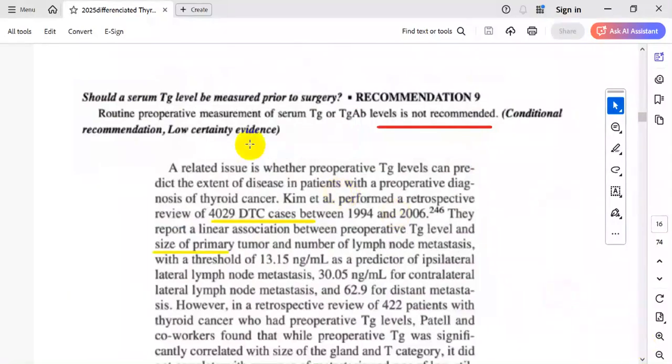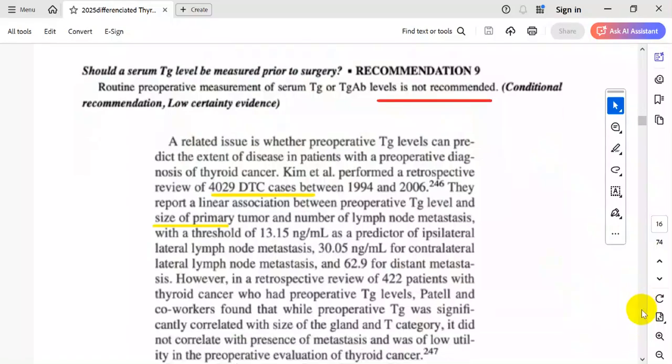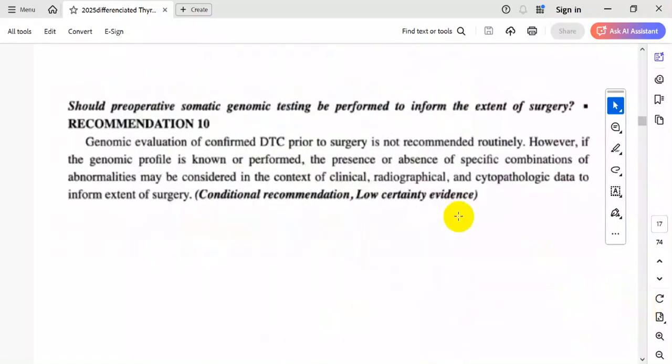Should we do thyroglobulin levels before surgery? No, it is not recommended, though in some cases it may be helpful, in some cases only.